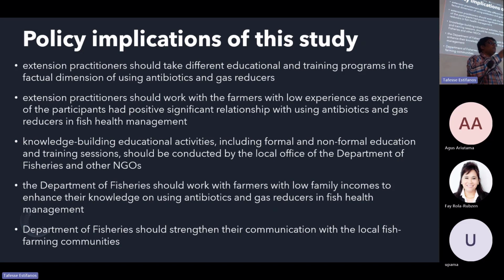So if the DFO can go and work with farmers with low family income, then they might do better, because there is an assumption in my country that extension agents and the government extension body are aligned to be connected with farmers who have more money, kind of rich farmers. So the poor farmers' voices are ignored. And the DFO should also strengthen their communication with the local fish farming communities, as extension media contact has a positive relationship with the Pangas fish farmers.